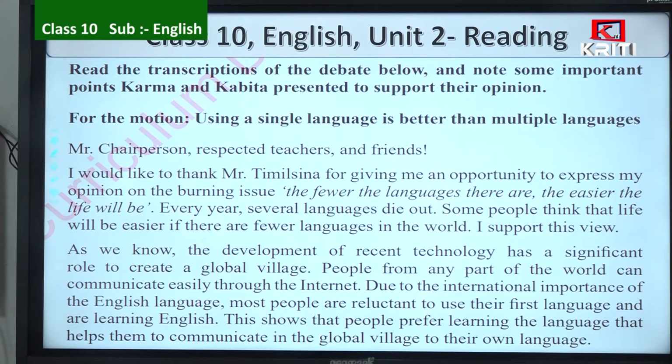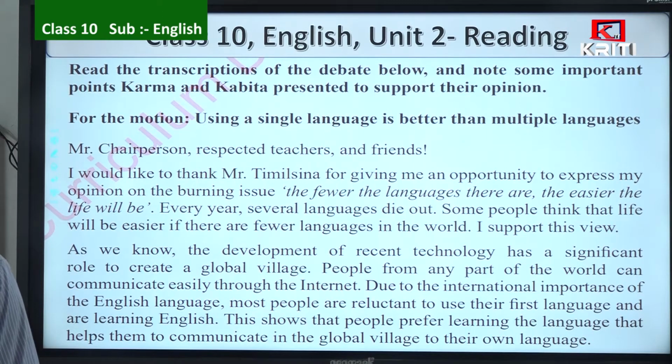Okay, he further says, as we know, the development of recent technology has a significant role in creating a global village. People from any part of the world can communicate easily through the internet. Due to the international importance of the English language, most people are reluctant to use their first language and are learning English. This shows that people prefer learning the language that helps them to communicate in the global village to their own language. Okay, what does Karma say?